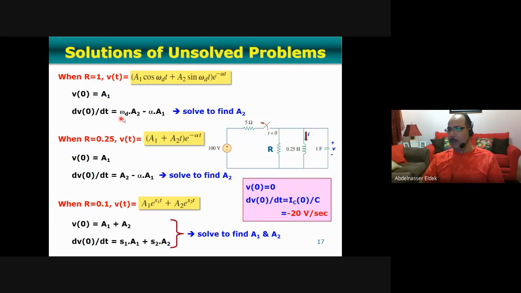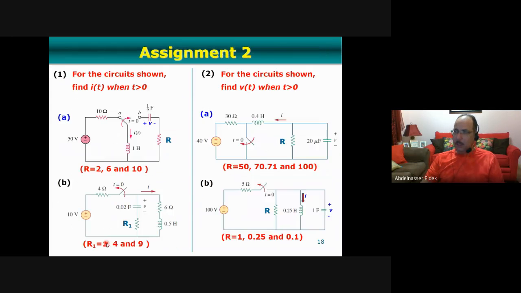Okay, so for R equal 1, there is the equation, and A1 equal V of 0, dV by dt equal omega d A2 minus alpha A1. So the only unknown here is A2. Same here also. Here you calculate A1, and here you calculate A2. For overdamped, you have two equations in two unknowns. So this will end this part of the source-free series and parallel.